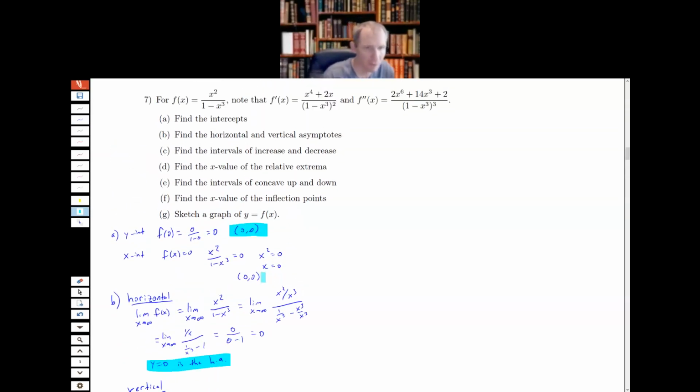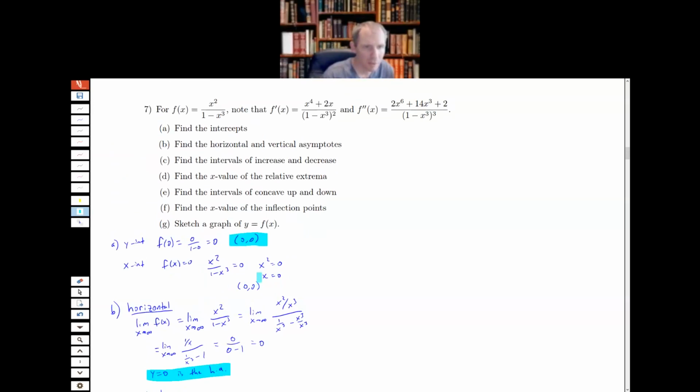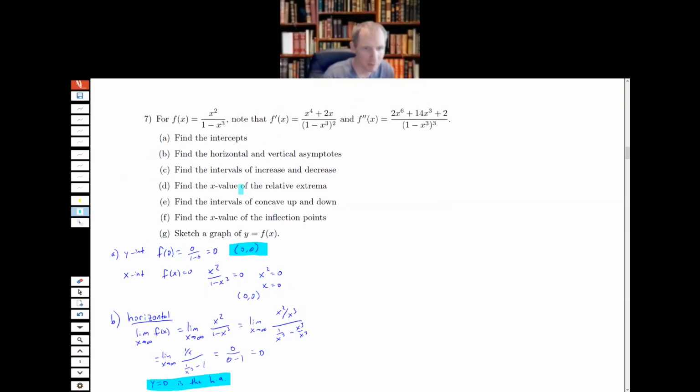Okay, now we have our intercept. All right, next we want to find out the x value of the relative extrema and the intervals of increase and decrease. So parts C and D we can do at the same time with that first derivative test. Okay, and the derivative is already computed and simplified for us, so we're going to make use of that. Okay, let's do this up here, C and D.